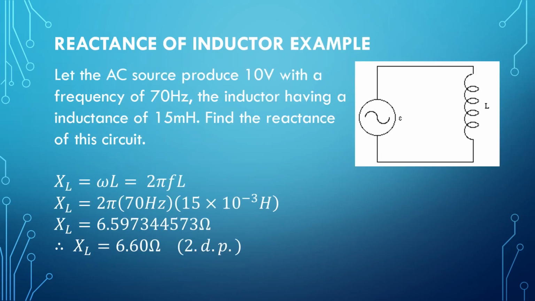Here is an example of an inductor in an AC circuit, the AC power supply being 10 volts and 70 Hz in frequency, and the inductance being 15 millihenries. To find the reactance of this circuit, we use the formula provided in the previous slide of XL equals omega times the inductance. From here, a simple method of substitution is used, substituting in the frequency as 70 Hz and the inductance as 15 times 10 to the negative 3 henries.